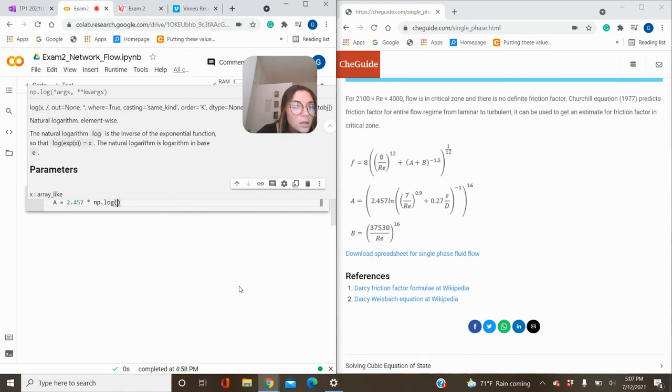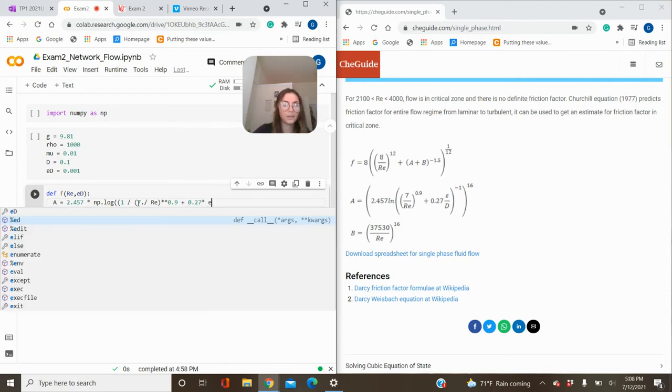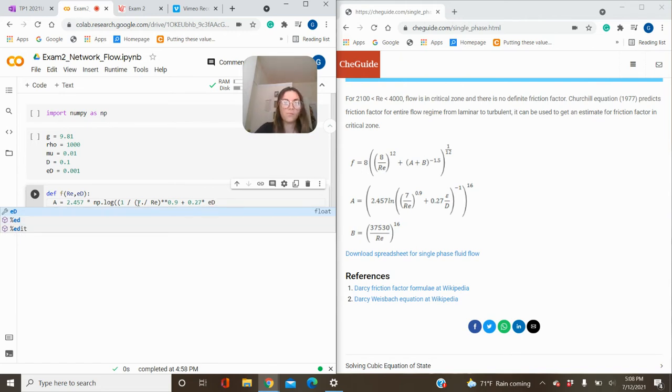Log is inverse. 1 over 7 divided by the Reynolds number, raised to 0.9, plus 0.27 times E, our roughness, and then make sure we have enough parentheses there. Is that to the 16th power?